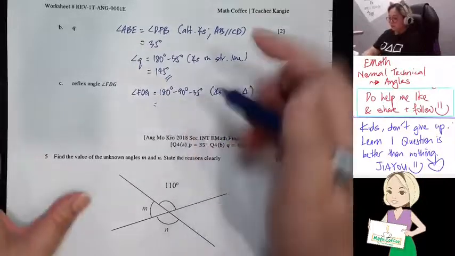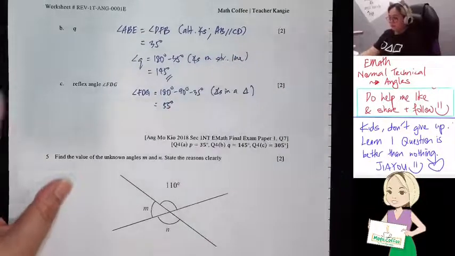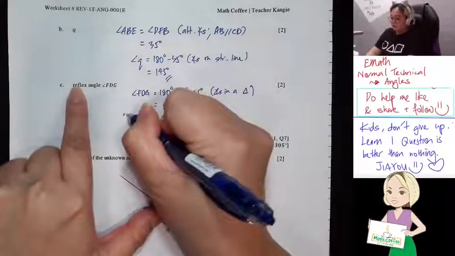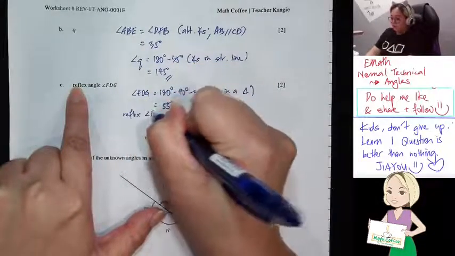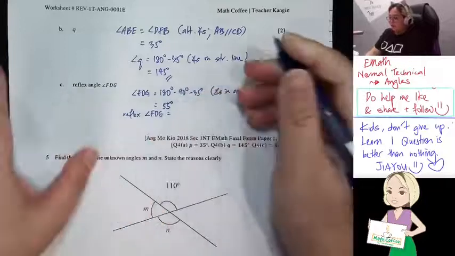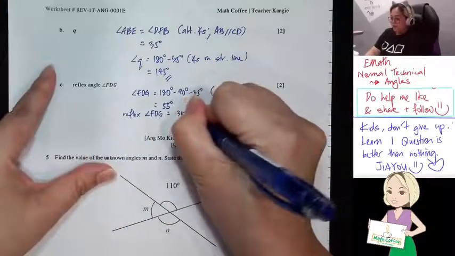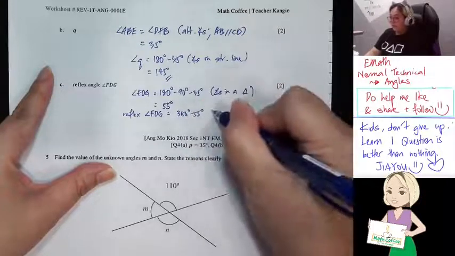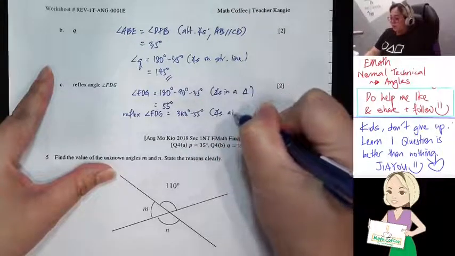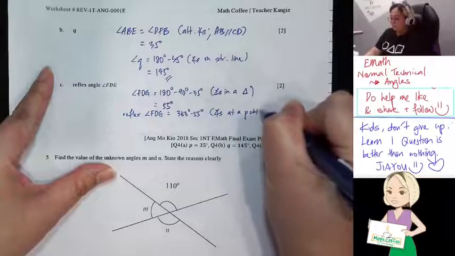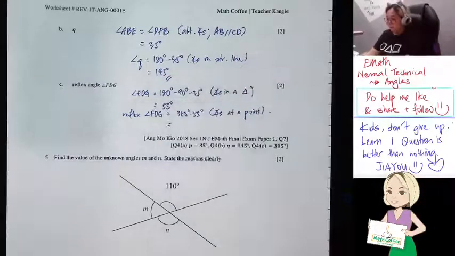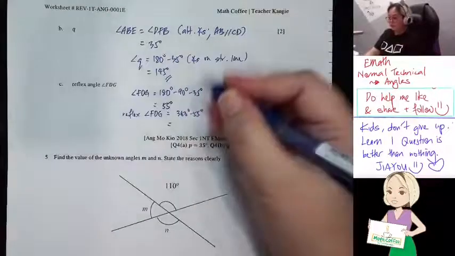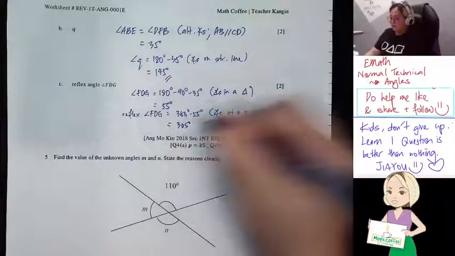So I will get 55 degree. Okay, but they want reflex. So therefore reflex angle FDG, you will have to use 360 degree minus 55. So this one is called angles at a point. 360 minus 55, so it will be 305 degree. Done.